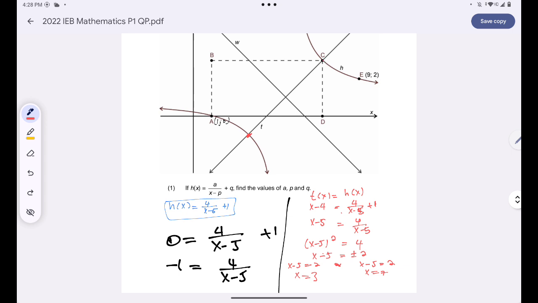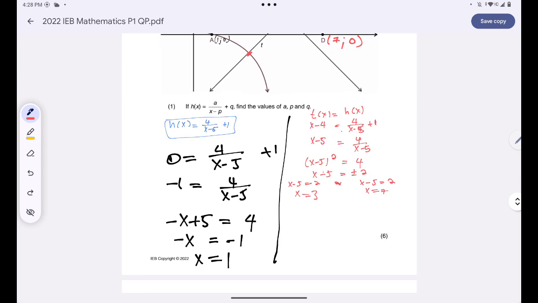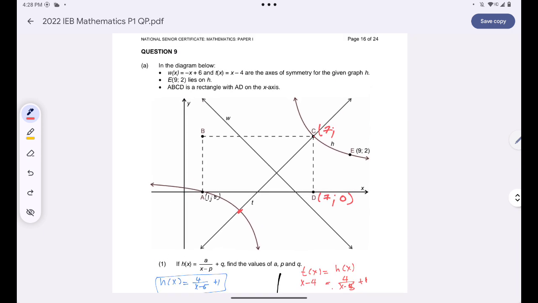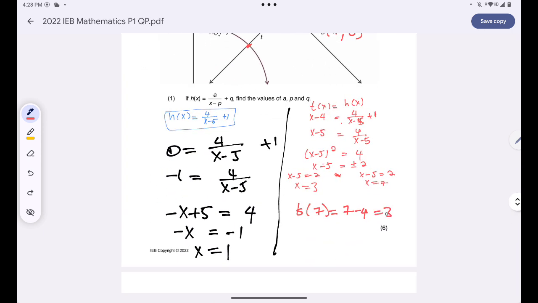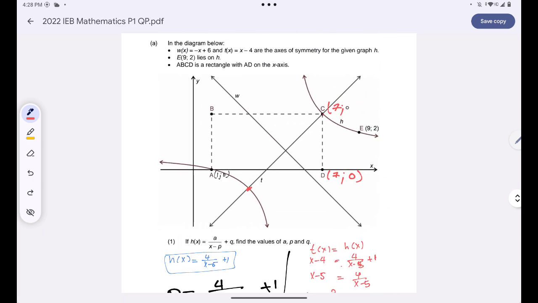So it simply means, since ABCD is a rectangle, that line CD is a vertical line. And if x is 7 at this point, it simply means the x value at D is also 7. Are we together? So all I need to do now is to find the corresponding y value. I'll just use the graph of T. T of 7 is equal to 7 minus 4. This will give me 3. So the coordinates of C, I simply have 7 and 3.